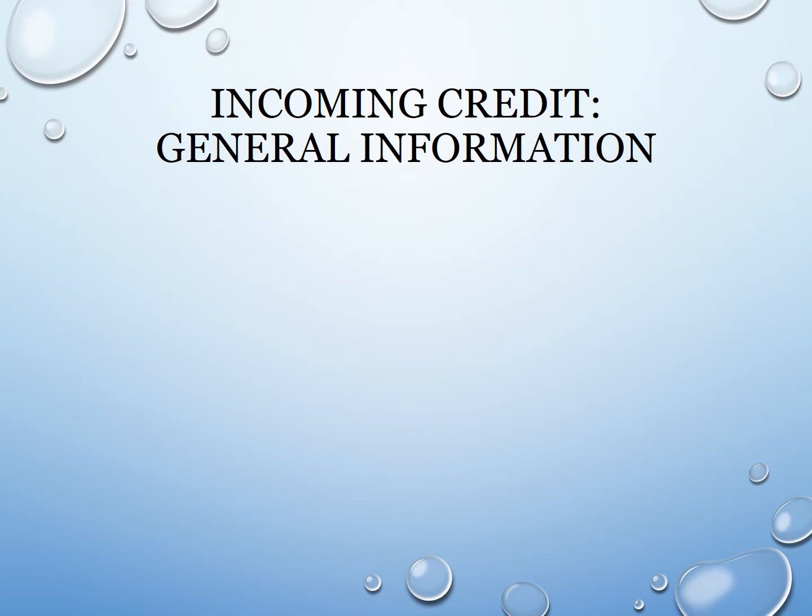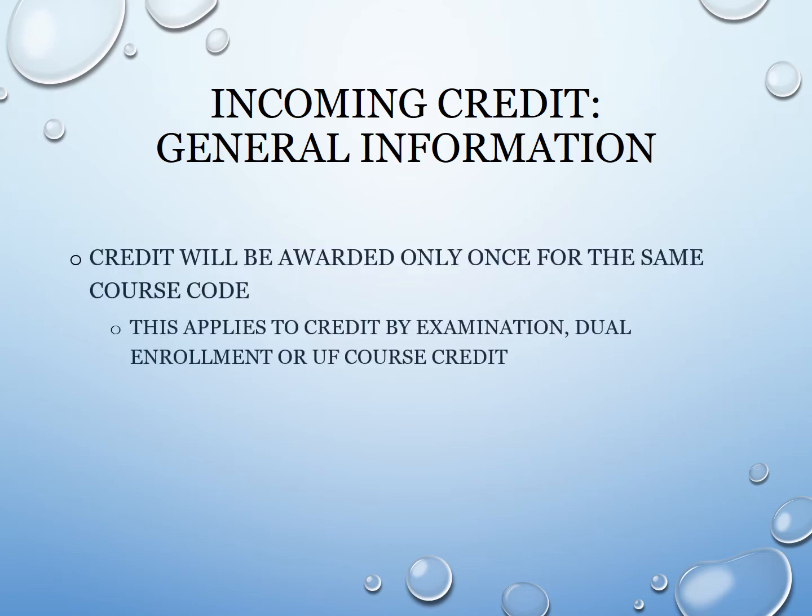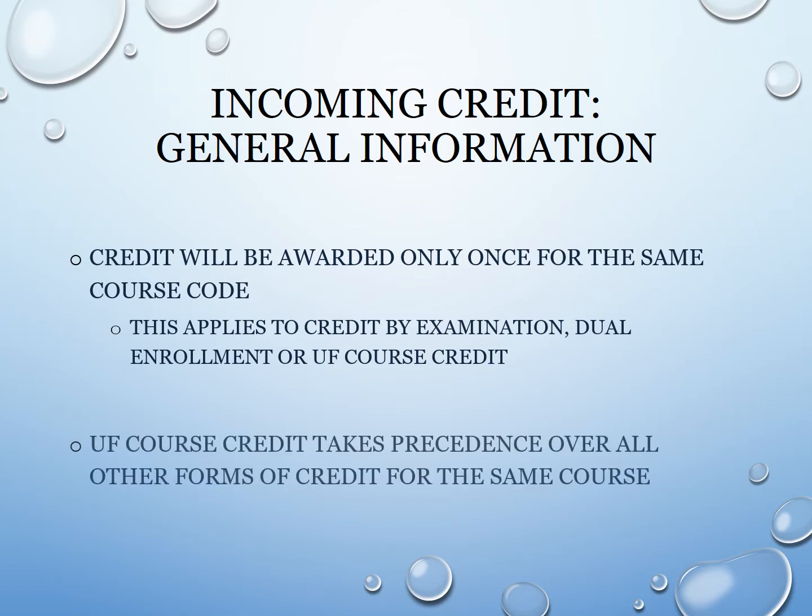Before we get into the specifics associated with credit by exams or with dual enrollment, I want to talk about some general information as it regards to incoming credit for students at preview. It's really important to understand that credit is going to be awarded only once for the same course code. That seems really intuitive, but I like to make a note of it because some students are going to bring in the same class from multiple sources. That might be credit by exam, it might be dual enrollment, and it could also be from the UF course credit if they're planning on retaking a class once they're here at UF. We'll go over an example on the next slide to help make this more clear.